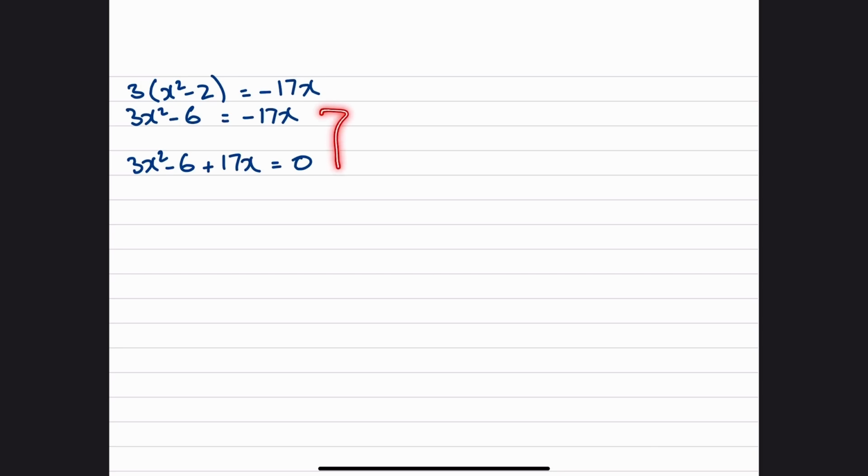Essentially what's happening over here is that we're adding 17x to both of the sides. So what I mean by that is 3x squared minus 6 plus 17x equals minus 17x plus 17x, which becomes 3x squared minus 6 plus 17x equals 0.